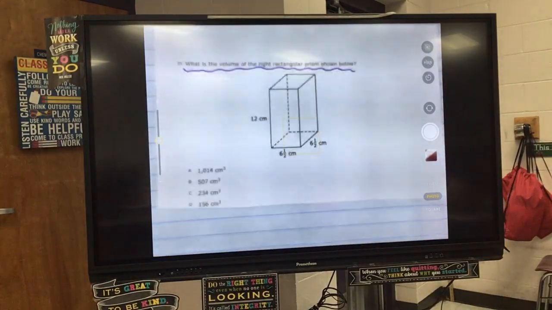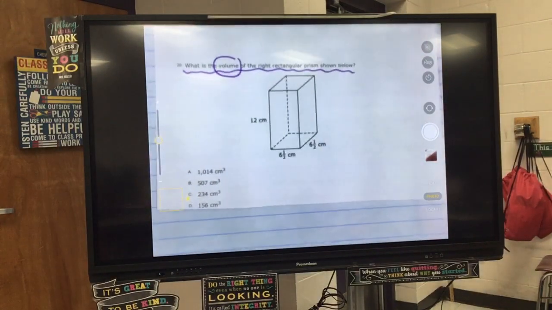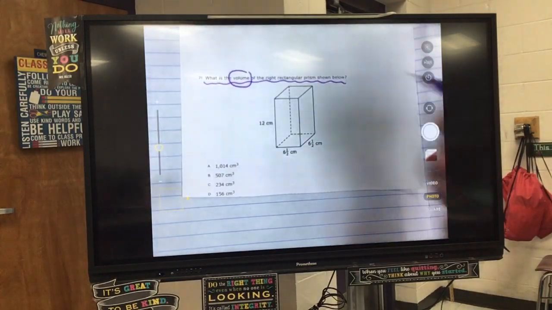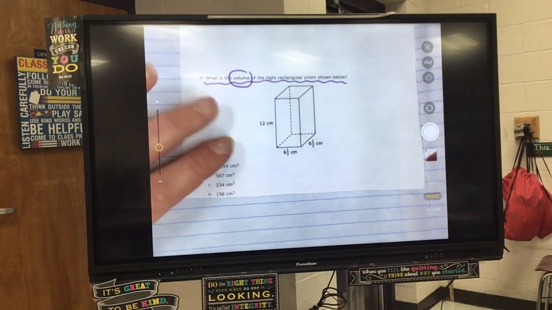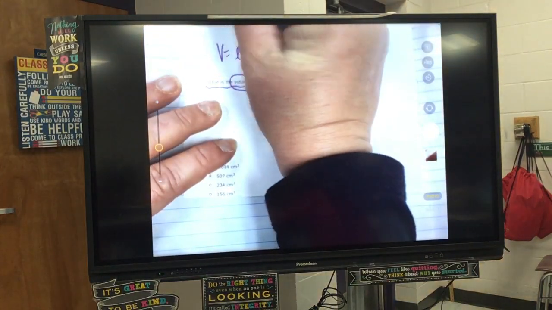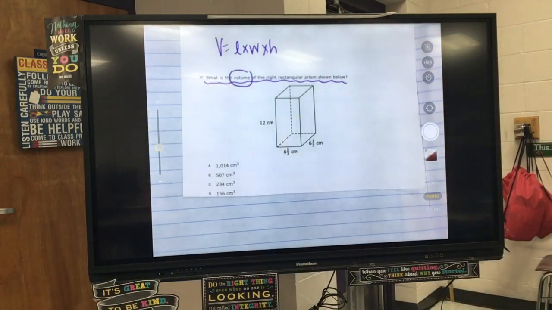Sophia? Volume. Why is volume important? All right, and then Sophia, what is the formula to find the volume? All right, so looking at our numbers, we have 12, 6.5, 6.5. How many of you guys cut them as a fraction? Okay, how many of you guys change it to decimals?